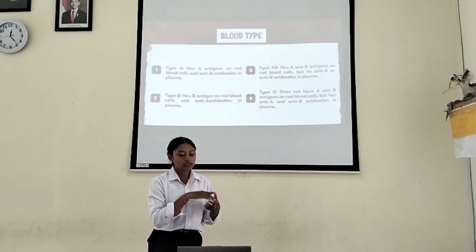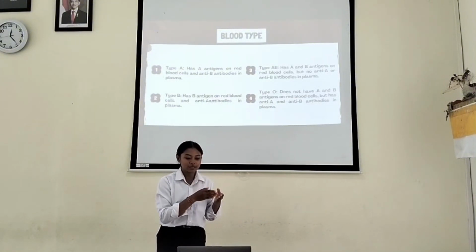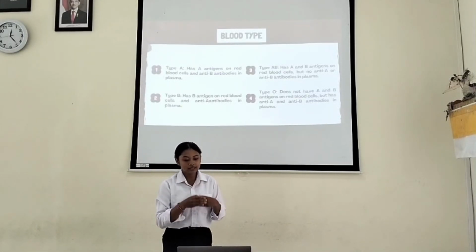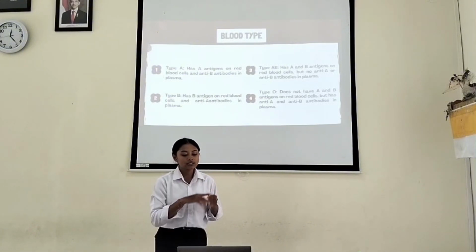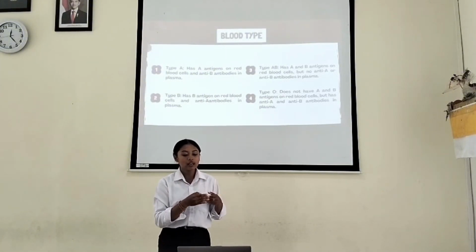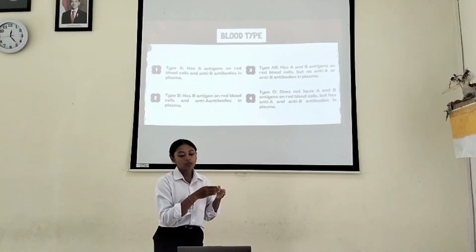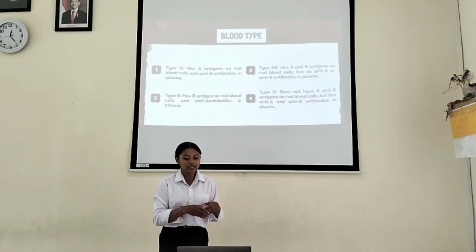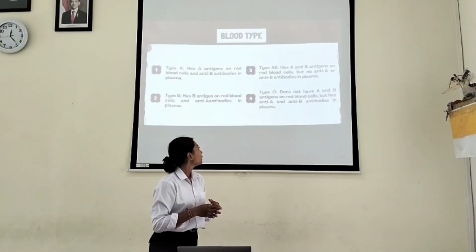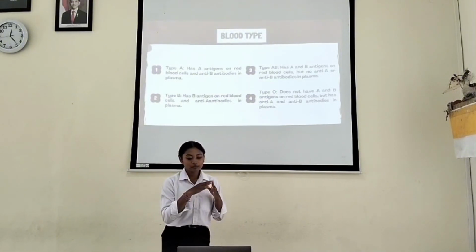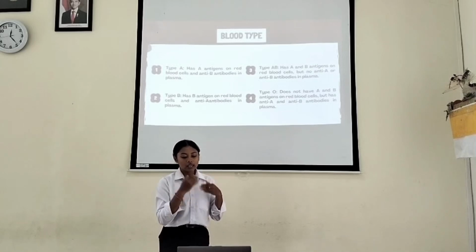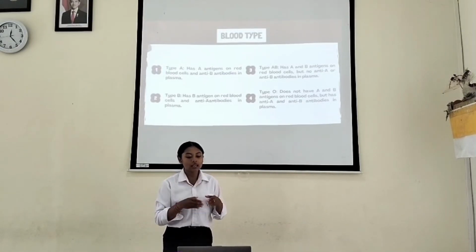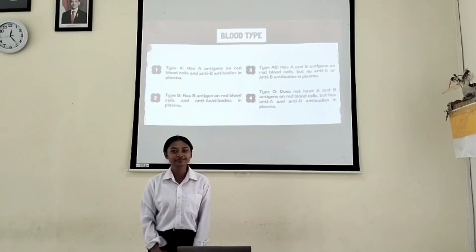The second one is type B, which has B antigens on red blood cells and anti-A antibodies in plasma. The third one is type AB, which has A and B antigens on red blood cells, but no anti-A or anti-B antibodies in plasma. The last one is type O, which does not have A and B antigens on red blood cells, but has anti-A and anti-B antibodies in plasma.